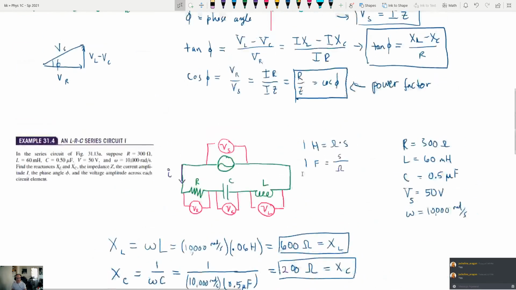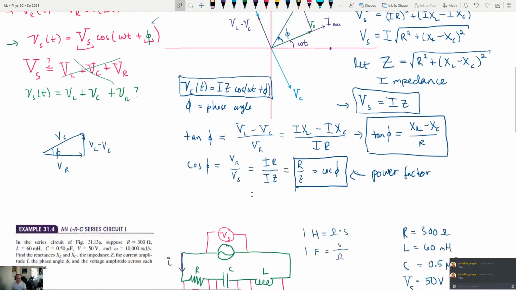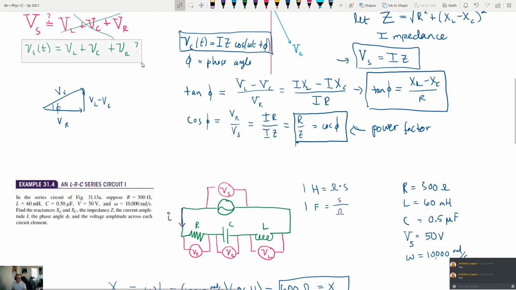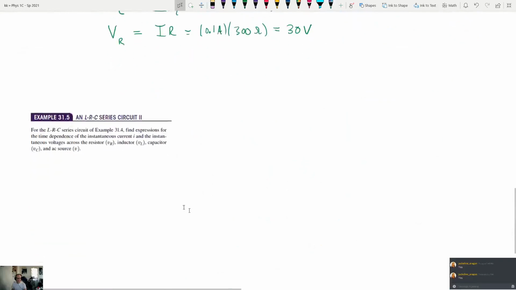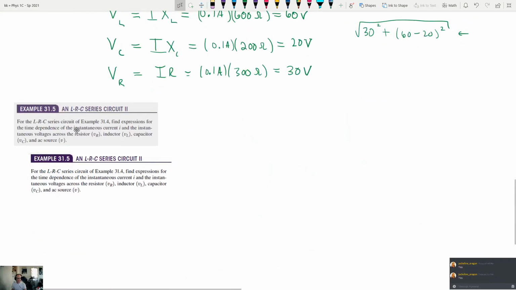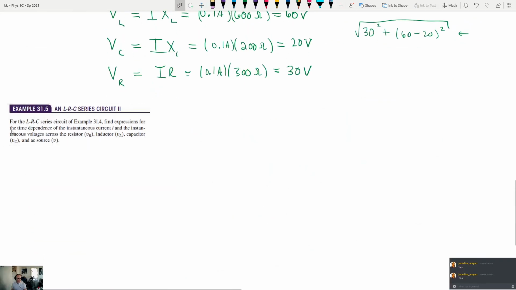So, you're right. You can't just directly add them, okay? Now we can look at this question next, because the next part of the problem, part 2 of the same problem, says: for the LRC series circuit of that example, find expressions for the time dependence of the instantaneous current I, the instantaneous voltage across the resistors VR, VL, and the AC source V. Okay? So we basically want to find how do these vary as a function of time.